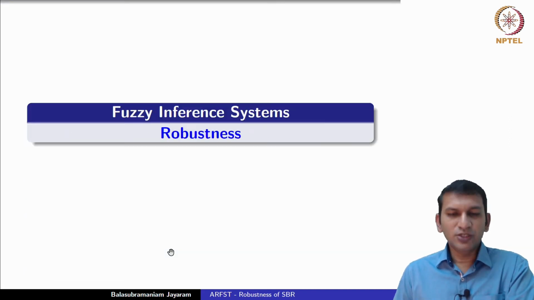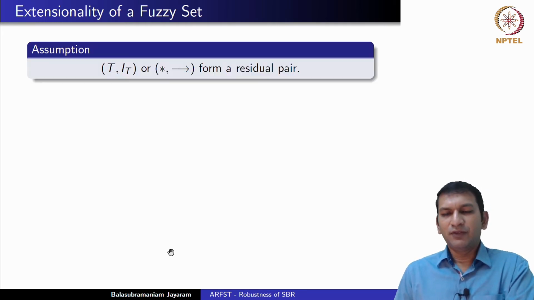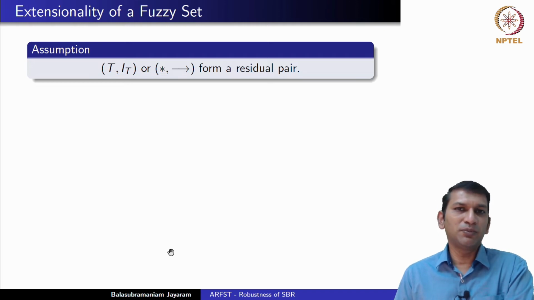We have defined what is robustness. Towards defining robustness, we need the concept of extensionality. We made an assumption that we will remain within the realms of residuated lattices, which means the operations are coming from residuated lattices. The most important ones are the left continuous T-norm T and the corresponding residual implication, which we denote by I_T, and in the case of infix notations, we are using the star and the implication, the arrow.